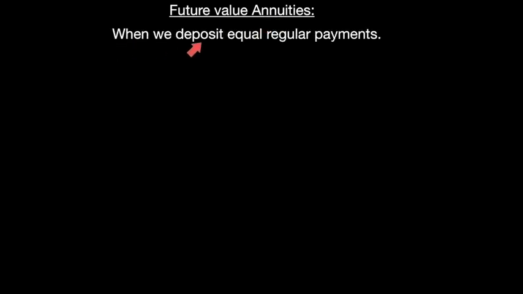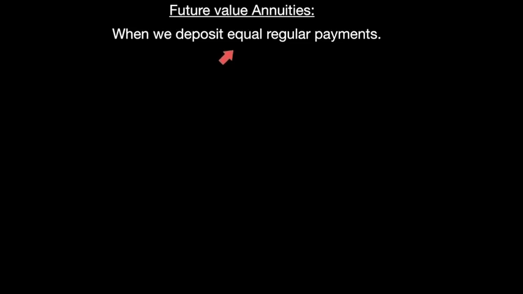Now, what is a future value annuity? It is when we deposit equal regular payments into an investment account. So we want those equal regular payments to grow to a bigger future value. So instead of just depositing a big lump sum in the beginning and letting it grow with interest, we are actually going to make regular deposits so that those deposits grow over time.